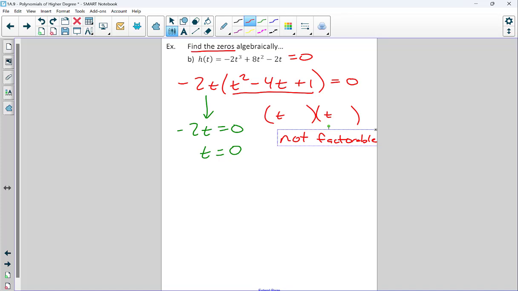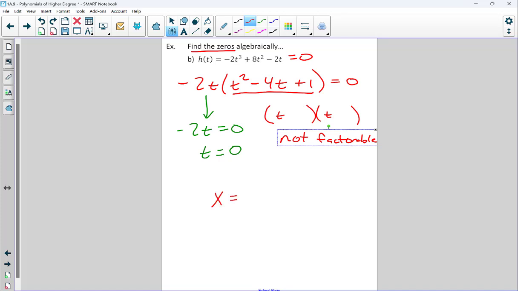Keep in mind, I could have jumped to the quadratic formula as a first step, but factoring is so much quicker and so much easier than using the quadratic formula. I'm going to save the quadratic formula for when I can't factor. If I can factor, solve by factoring. If I can't factor, let's use the quadratic formula.